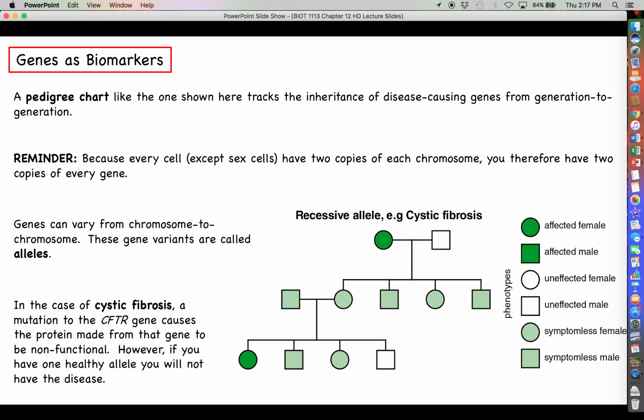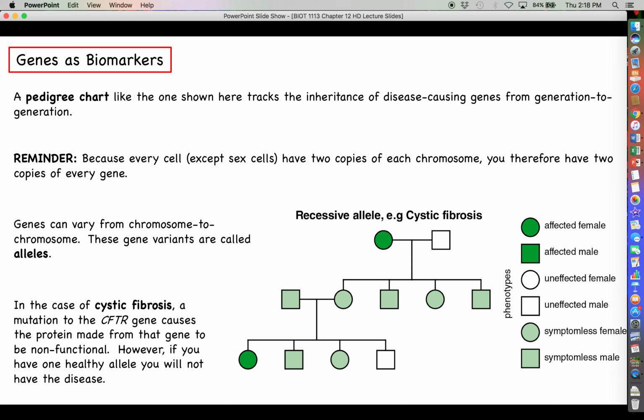But if that one mutated bad allele is the only bad allele that you've got, meaning that your other allele on the other chromosome is actually good, you actually do not have the disease. You are what we call a carrier for the disease. In order to actually have full-blown cystic fibrosis, you've got to have bad alleles on both chromosomes. And obviously, if you have two good alleles, you're all clear, right?